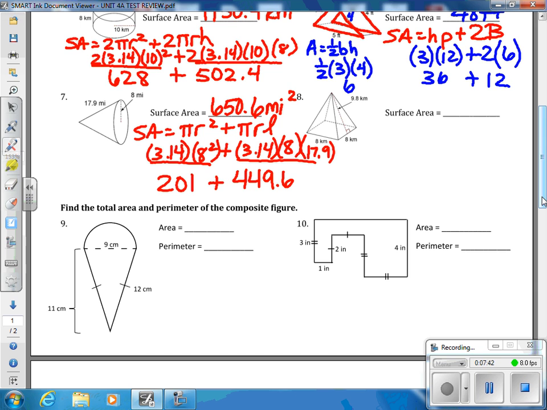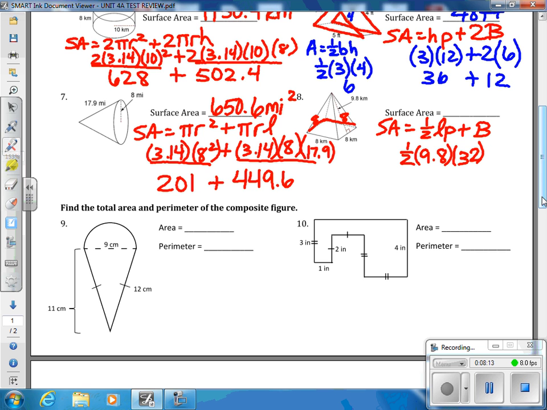Okay. Number 8 is a square pyramid, so we're going to use the pyramid formula, and that formula is 1/2 l p plus capital B. Remember, the l in this case is the slant height. So we have 1/2. If you look in the pyramid, the slant height is the slanted piece on the triangle, which is 9.8. Perimeter is adding up all sides of the base. You only see 2 8s, but remember that the back side is also an 8 and the left side is an 8. So it's 8 times 4, which is 32.